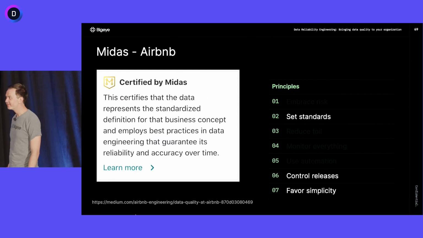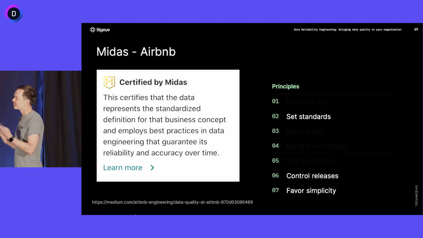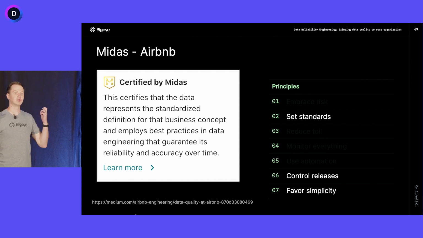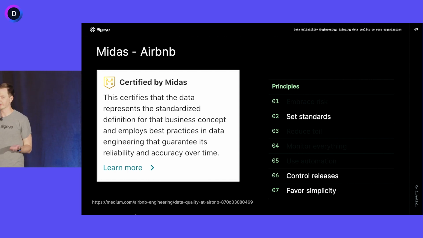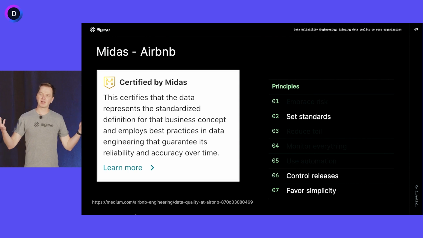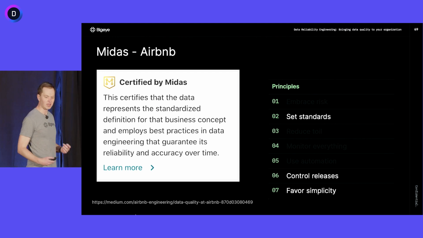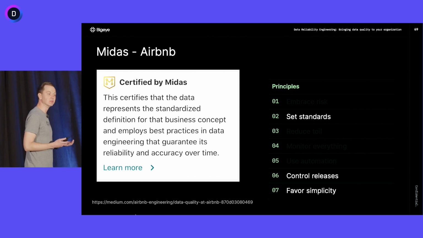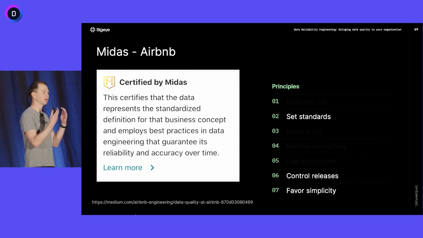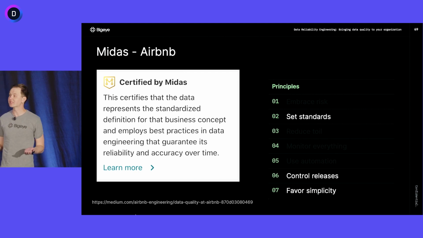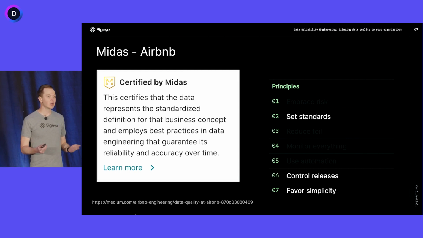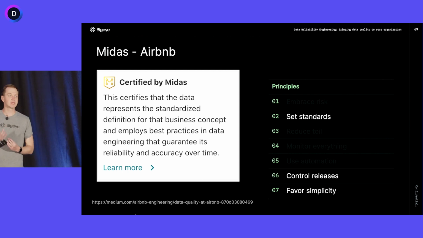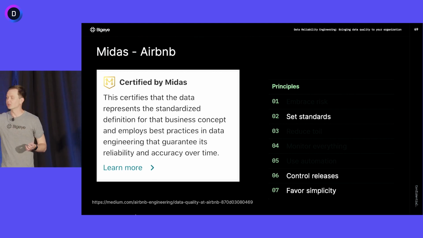Midas from Airbnb. Midas is a way for Airbnb to certify data sets as effectively golden. Part of the certification process includes understanding what the data means, whether it actually complies with the expectations of the business for that data, and also tracking the reliability and accuracy over time, because if it becomes less reliable, then it shouldn't be a golden data set.